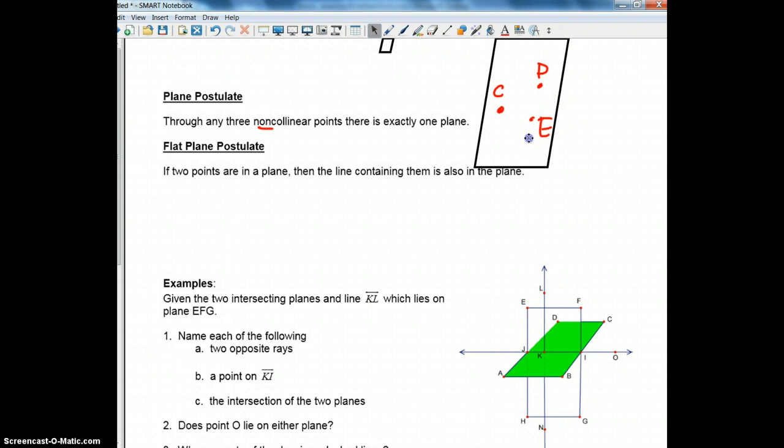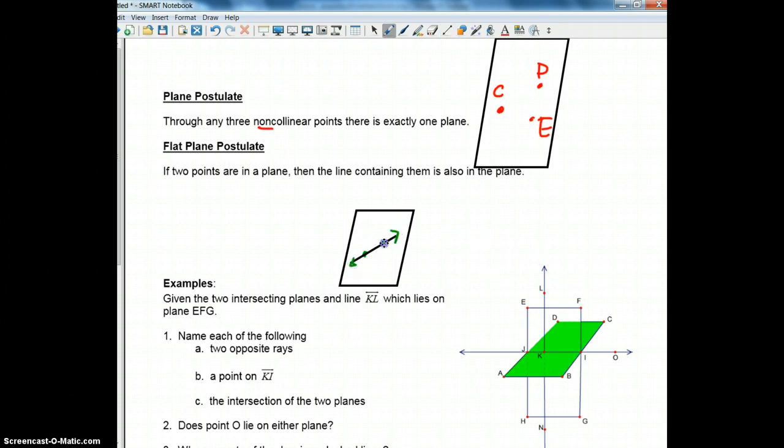Our last postulate is the flat plane postulate. If 2 points are in a plane, then the line containing them is also in the plane. So if I have a plane here, represented in this case again by a parallelogram, if I have 2 points on that plane, I can say those 2 points are coplanar. They're both on the plane. And if I draw a line through those 2 points, that line also lies on the plane.